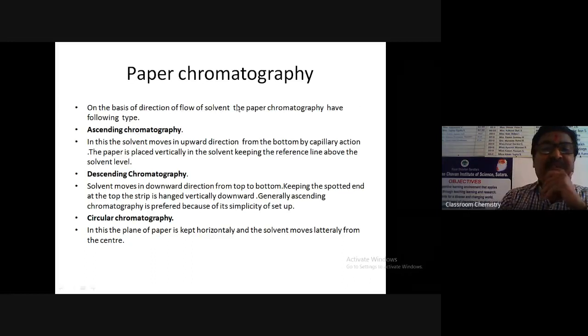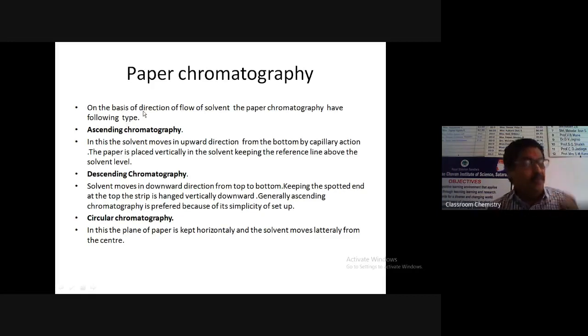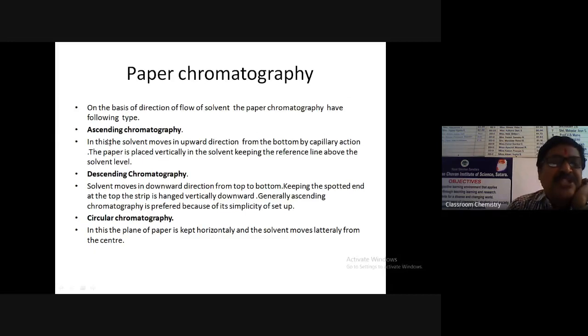On the basis of flow of solvent, the paper chromatography have following type. तुम्ही पेपर सॉल्व्हंट मध्ये डीप केल्यानंतर त्या सॉल्व्हंटचा फ्लो कसा आहे, त्याचं डायरेक्शन कुठलं आहे, ऑन द बेसिस ऑफ डायरेक्शन ऑफ फ्लो ऑफ सॉल्व्हंट पेपर क्रोमॅटोग्राफी ही तुमची 3 टाइप मध्ये डिवाइड केलेली आहे.